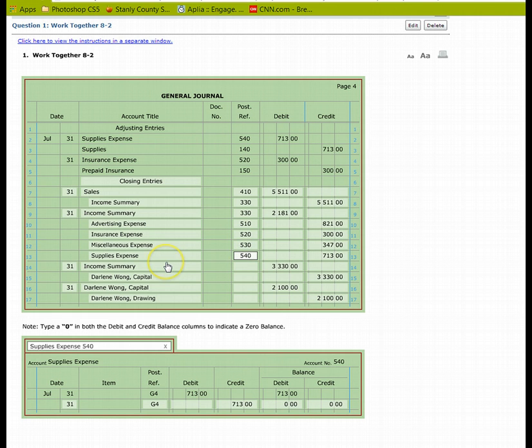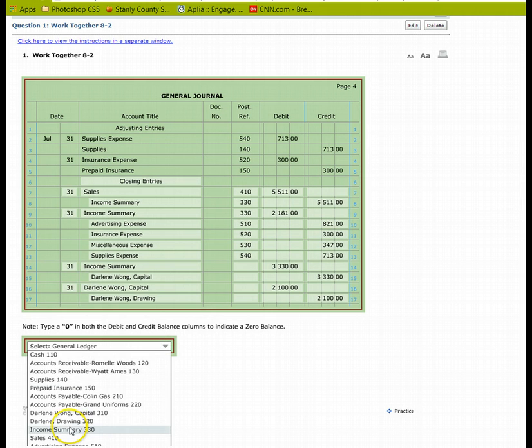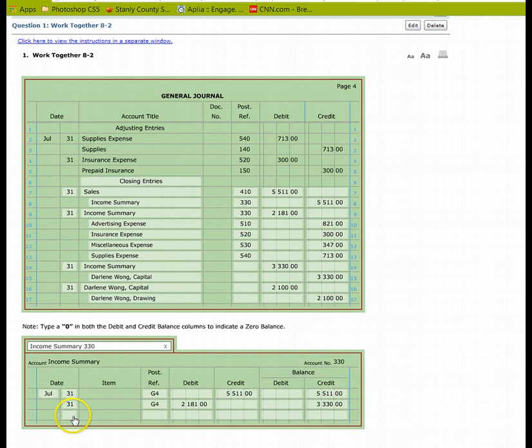Alright, now we're ready to post the income summary. This is your net income in this case. So we need to go to income summary, 31st, G4. Alright, we had a debit to income summary of $3,330. So now that closes it. We put a debit in, we had a credit balance, so now we have closed income summary. 330.